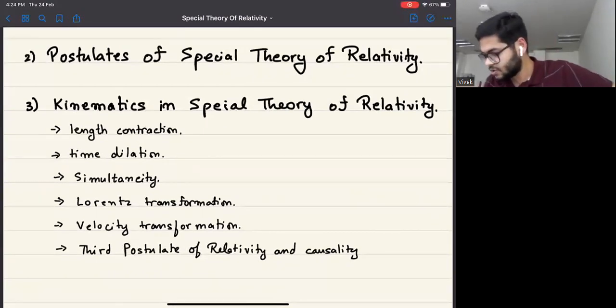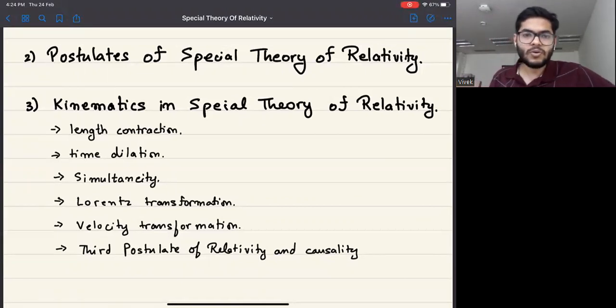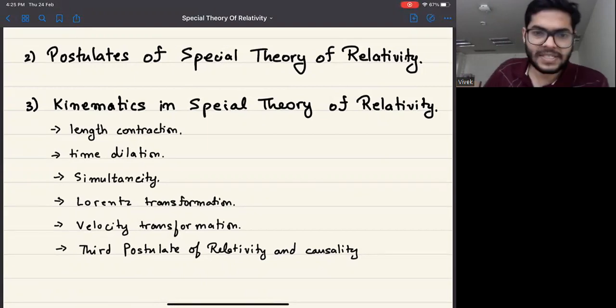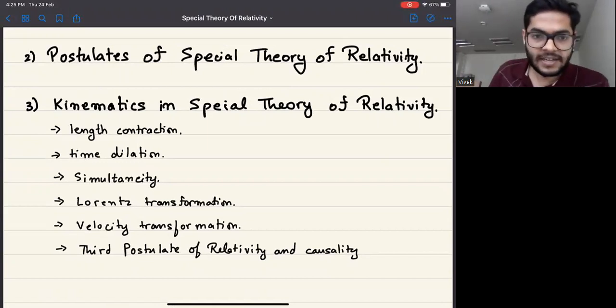So we will see in the first part how velocities and accelerations transform when we go from one frame of reference to the other in pre-relativistic physics. After throwing away the pre-relativistic physics and establishing the postulates of special theory of relativity, we need to know how these velocities and accelerations change if we assume those postulates. So this will be contained in the kinematics of special theory of relativity.